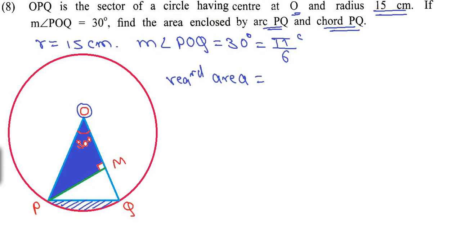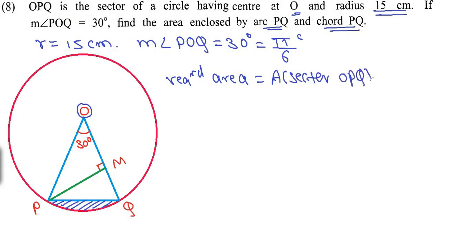So now we can write that, therefore, the required area is equal to area of sector OPQ minus area of triangle POQ. You can write OPQ also, doesn't matter. Now area of sector OPQ minus area of triangle POQ is the required area.